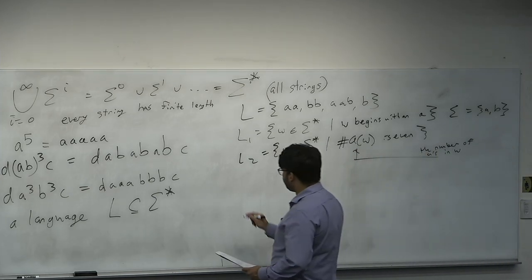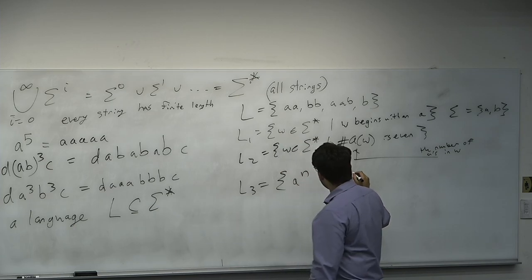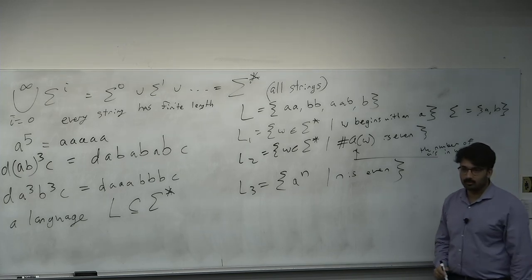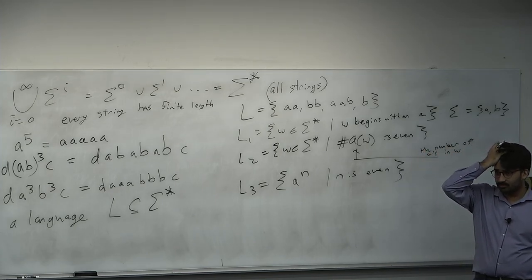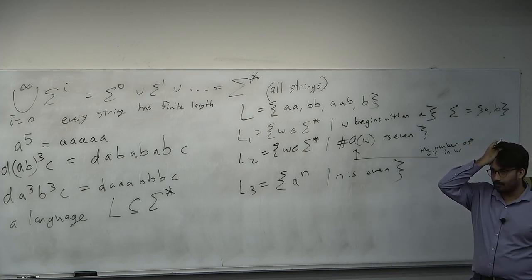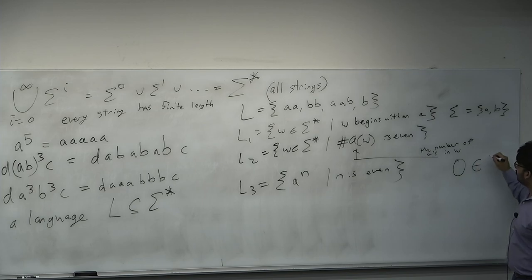What about L3? A to the N, N is even. What are some strings in this language? First off, this language is infinite again, right? Is the empty string in this language, yes or no? Yes. Why? Because in the beginning you said 0 is an even number. 0 is not only an even number, 0 is a natural number as well. So in this class, 0 is a natural number. Not only is it a natural number, it's the most natural number. Every number is derived in some sense from the fact that zero is a natural number. When we speak of the natural numbers, we are including zero. So zero is a natural.